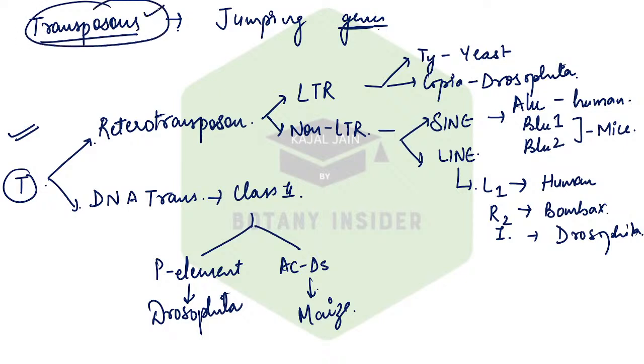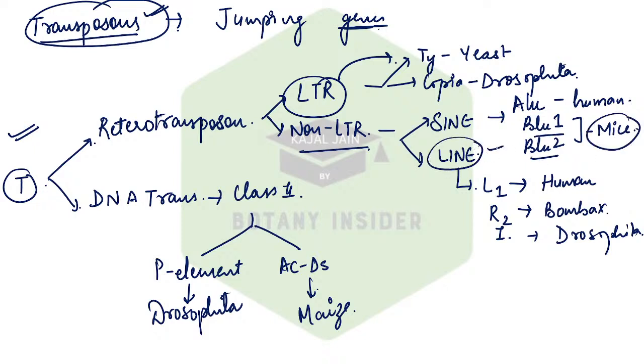So this is your entire list which you can keep a note of. So transposons, two classes, retrotransposons and DNA transposons. Retrotransposons, again two classes, LTRs and non-LTRs. LTR, two examples, TY and Copia. TY found in yeast and Copia found in Drosophila. Non-LTRs, SINE and LINE. SINE examples are ALU, B1 and B2. B1 and B2 are in mice. Then you have the LINE.